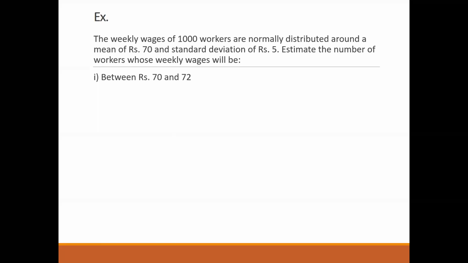Now to find out the value of z1 and z2, you will use the formula, remember, z equal to x minus M divided by standard deviation. So z1 will be equal to 70 minus the mean. What is the mean? 70. So 70 minus 70 divided by 5 will be 0. So z1 is 0. What about z2? X is 72. 72 minus 70 gives me 2. 2 divided by 5. So what is 2 divided by 5? Please check it out.